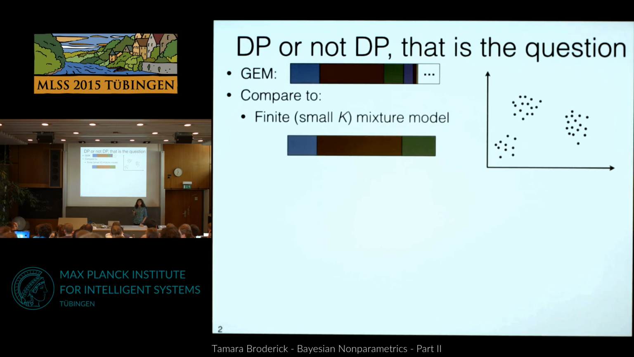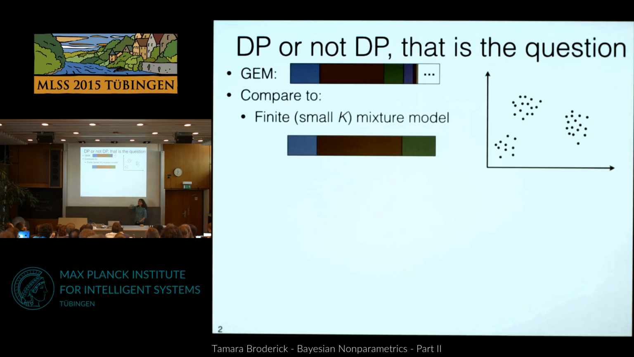You have components available for new stories? Yes, exactly. This is the main thing. If I have a prior over the number of clusters, and then I have this finite small k mixture model, after I draw k, I'm always going to have the same number of clusters. This is always going to be true.